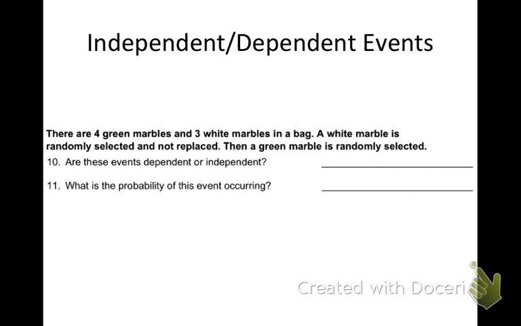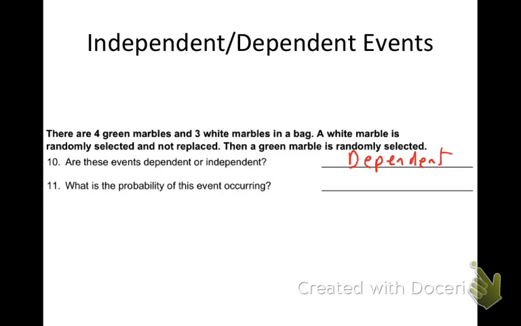Last one. Try these 2 problems. Are they independent or dependent, and then find the probability. All right, number 10. Are these events dependent or independent? There are 4 green marbles and 3 white marbles in a bag. A white marble is randomly selected and not replaced. Then a green marble is randomly selected. Are the events dependent or independent? They are dependent because it is not replaced.